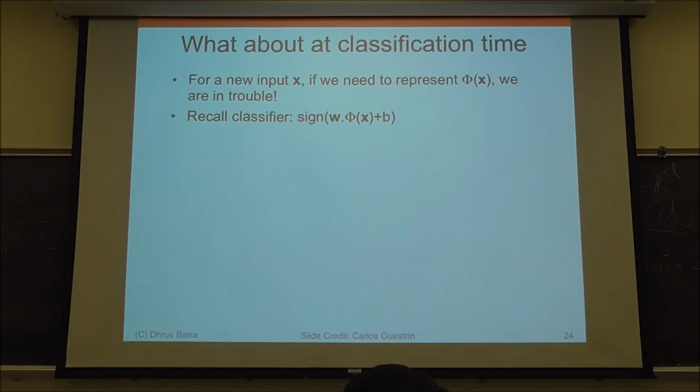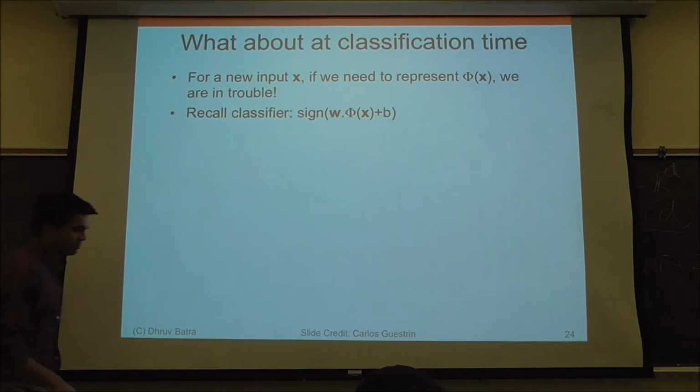So I'll give you a hint. There's a W transpose phi of x. So there is a notion of inner product. W is infinite dimensional, phi is infinite dimensional. Can we do that inner product? Do you look at the highest polynomial? Can we transform back to the kernel form? Transform back to the kernel form, excellent. How do we do that?